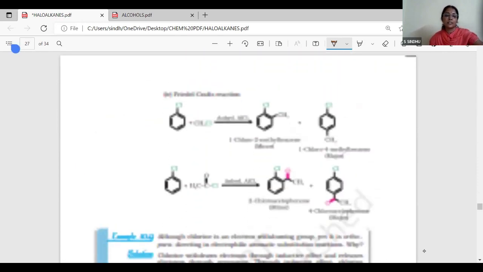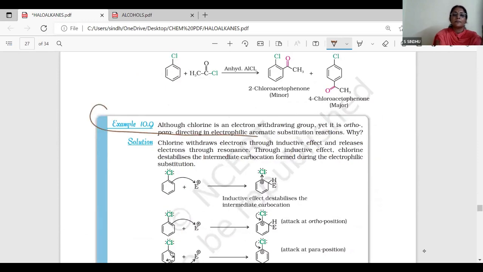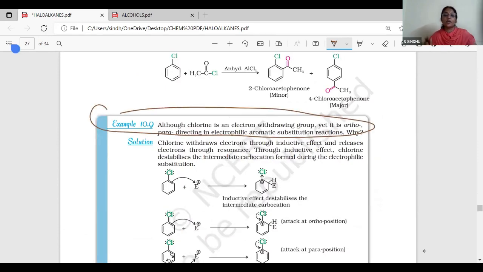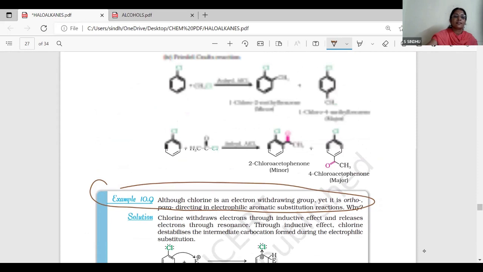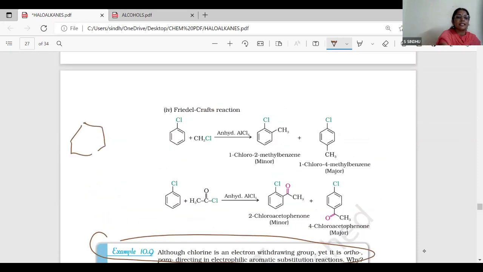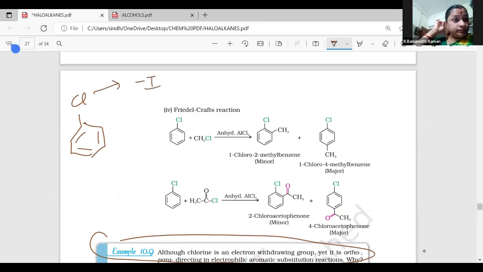And the other in-text question there, this one. Although chlorine is an electron withdrawing group, yet it is ortho-para directing in electrophilic aromatic substitution reactions. Why? So this is one thing where the child asks why this is happening. So what are the two aspects we go into there? In chlorobenzene, chlorine has an electron withdrawing inductive effect, and at the same time, due to the presence of lone pairs, it can also show the resonance effect coming in.